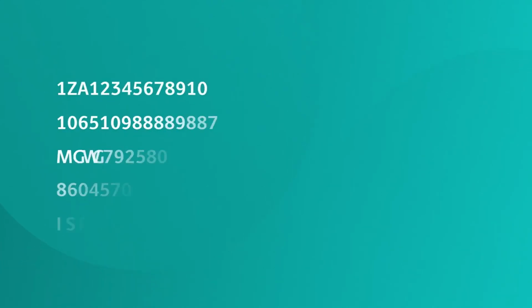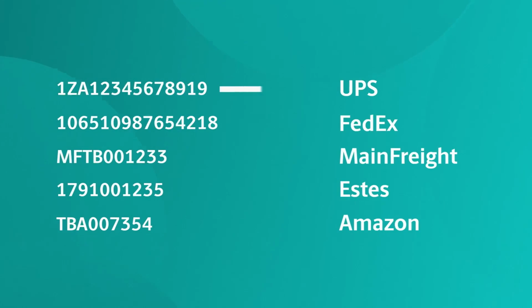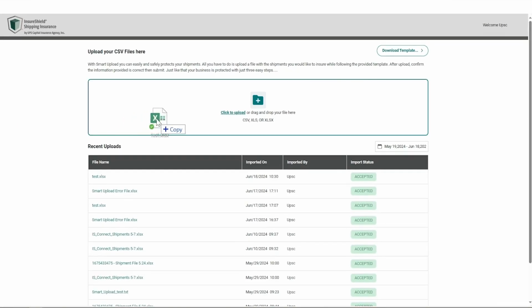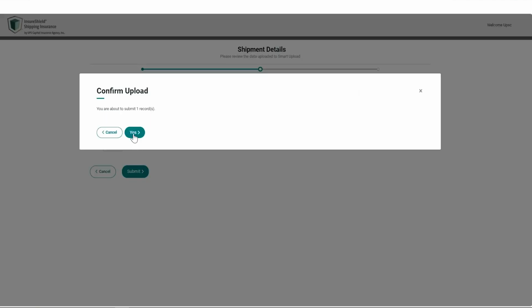While transportation carrier is a required field, our system can automatically detect many of the common carriers from the tracking numbers you provide. Once the file is ready, you will upload it and click Review. There are a few scenarios for how you will be asked to proceed based on how your file is configured. If you use the template exactly as is and there are no errors, you will just be asked to review the data, click Submit, and confirm you are ready to upload the file.